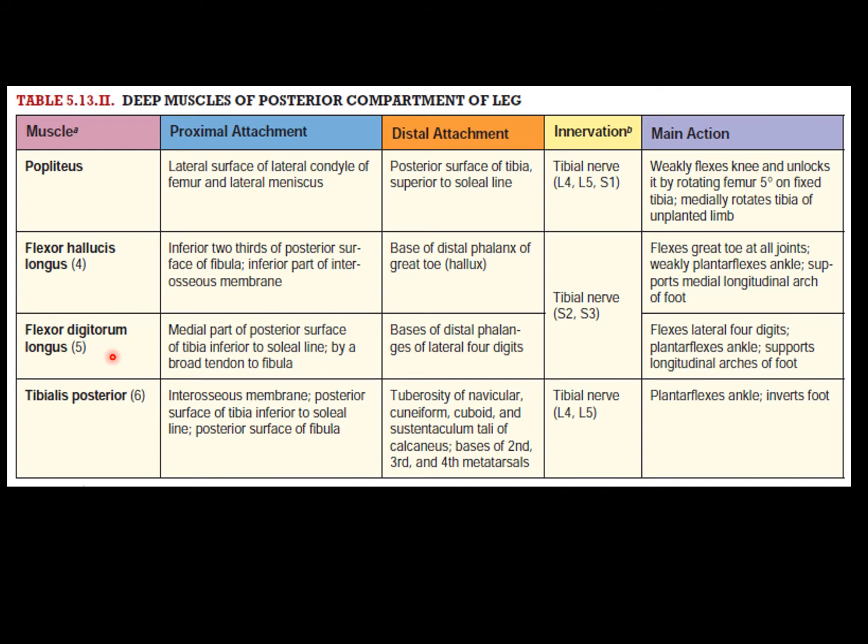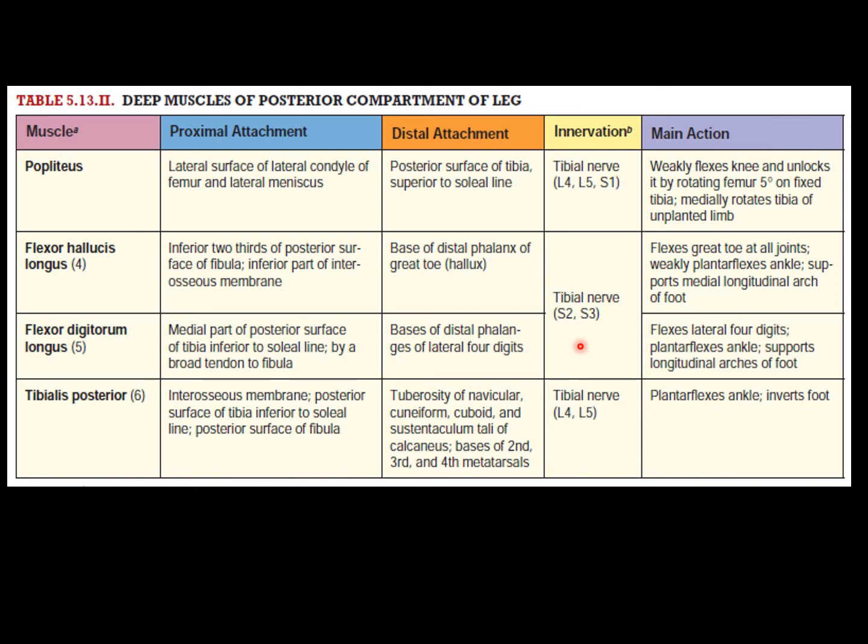The other muscle, flexor digitorum longus: flexor, as we have already discussed, means flexion; digitorum means it goes to the digits; and longus. It attaches to the distal phalanges. It takes origin from the medial part of the posterior surface of the tibia, inferior to the soleal line, by a bowstring tendon to the fibula, and goes to the distal phalanges of the lateral four digits. Tibial nerve is the supply.